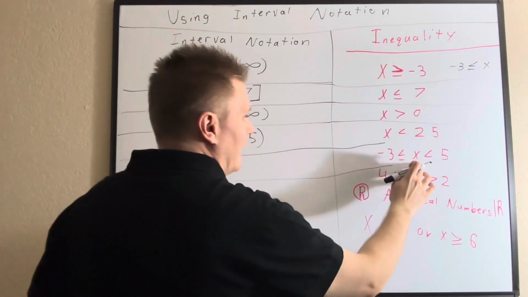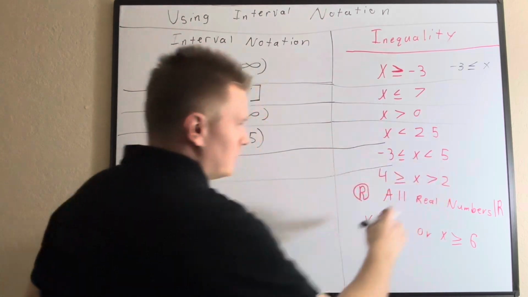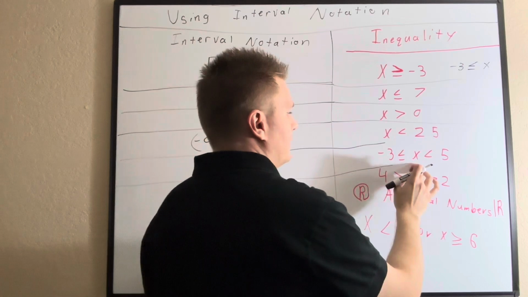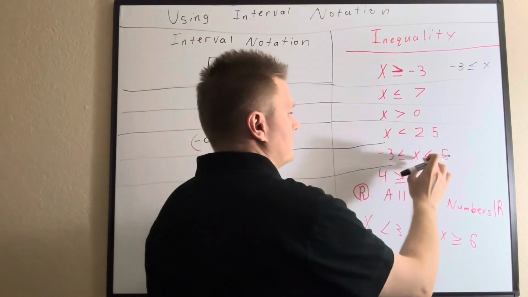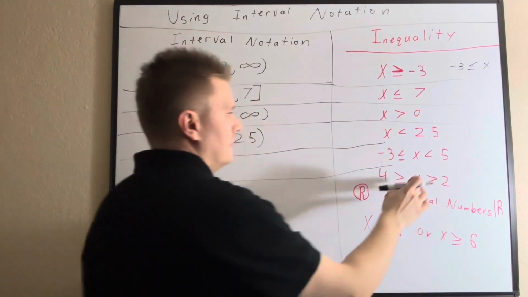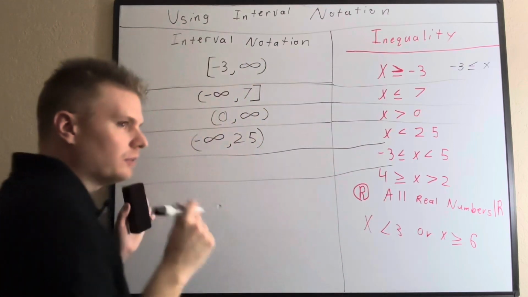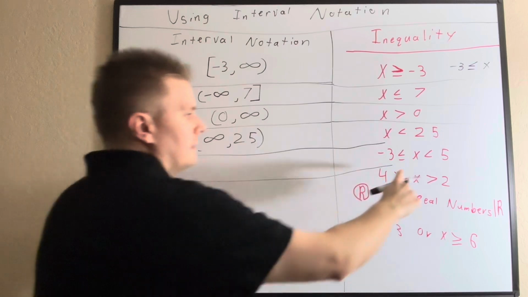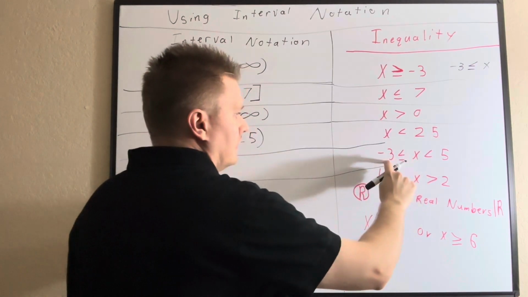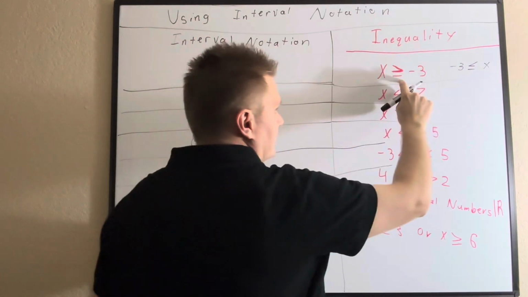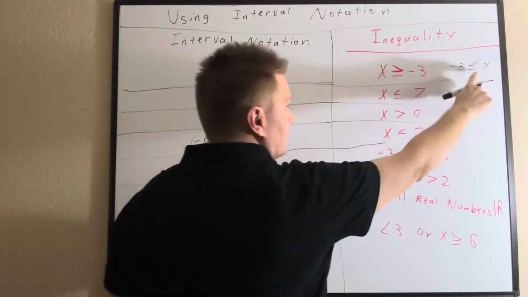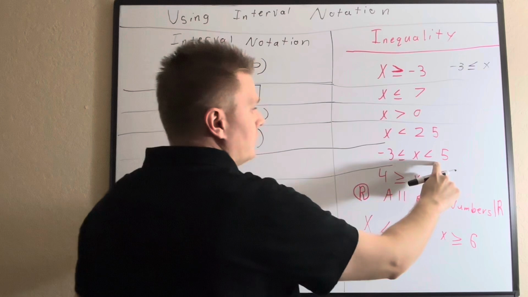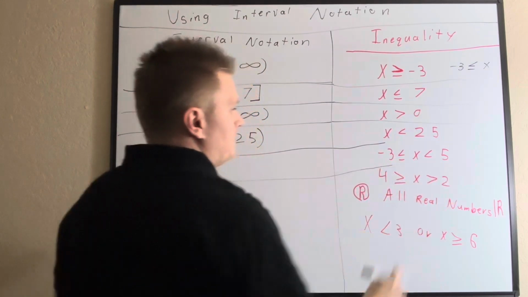-3 is less than or equal to x is less than 5. Okay, so -3 is less than or equal to x, and x is less than 5. That's what I always think of. It's both x is greater than or equal to -3. See? It's the same thing we just did up here. -3 is less than or equal to x. And x is also less than 5.